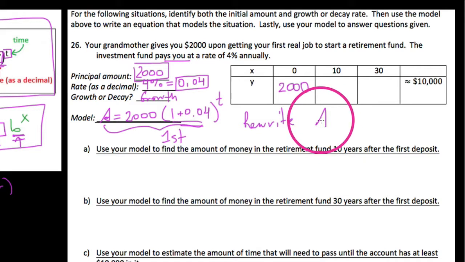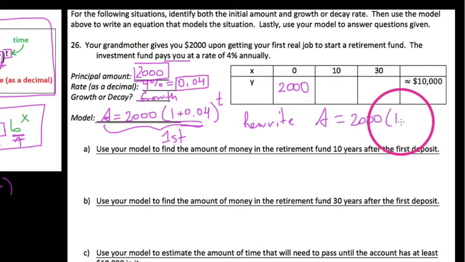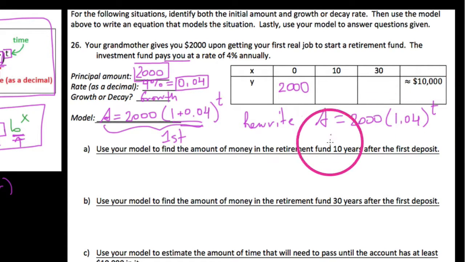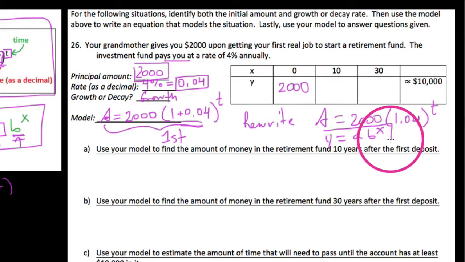And so I'm also going to call this a equals 2,000 times 1.04 to the t. And you can see that now all of a sudden this looks a lot more like that exponential function growth or decay model that we had been using previously. It's just that our base is 1.04. Now what would this mean about this $2,000 that I'm starting with?